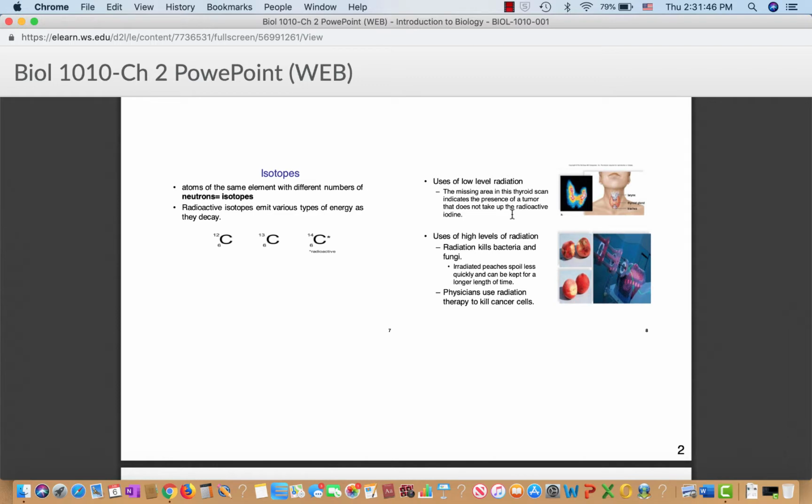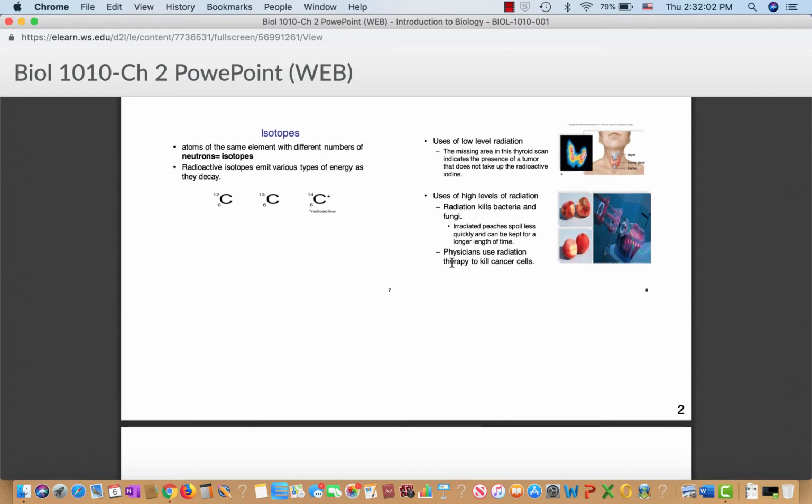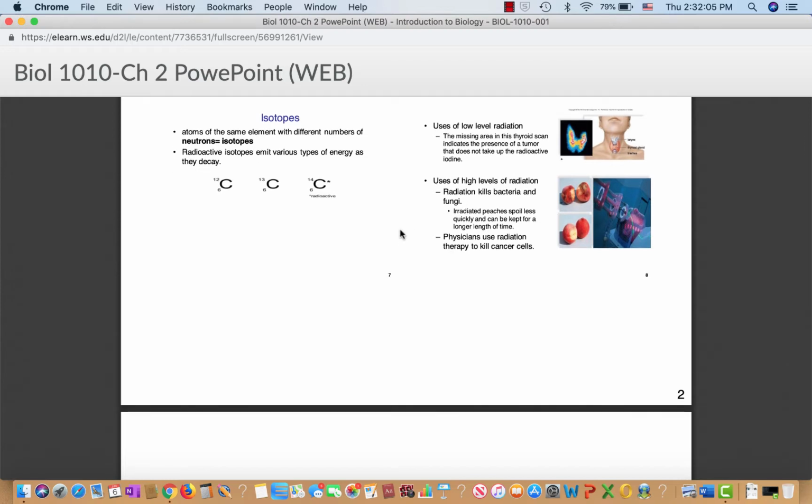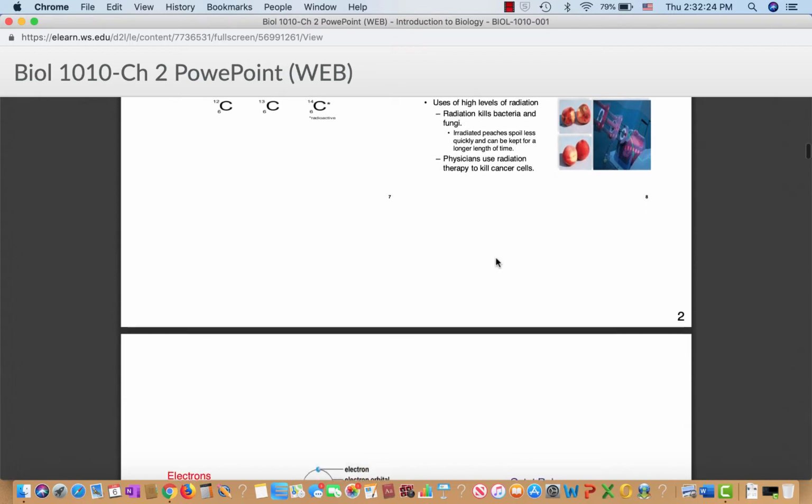We can use low levels of radiation for thyroid scans to look, because the cancerous tissue is more metabolically active and will take up the irradiated iodine much more so than the rest of the thyroid. You can use radiation to sterilize things. You can kill bacteria and fungus with it, or you can use what's called a gamma knife to irradiate a very specific area with high levels of radiation to just straight up kill cancer cells in that particular area. A little bit risky, but very useful under certain circumstances.